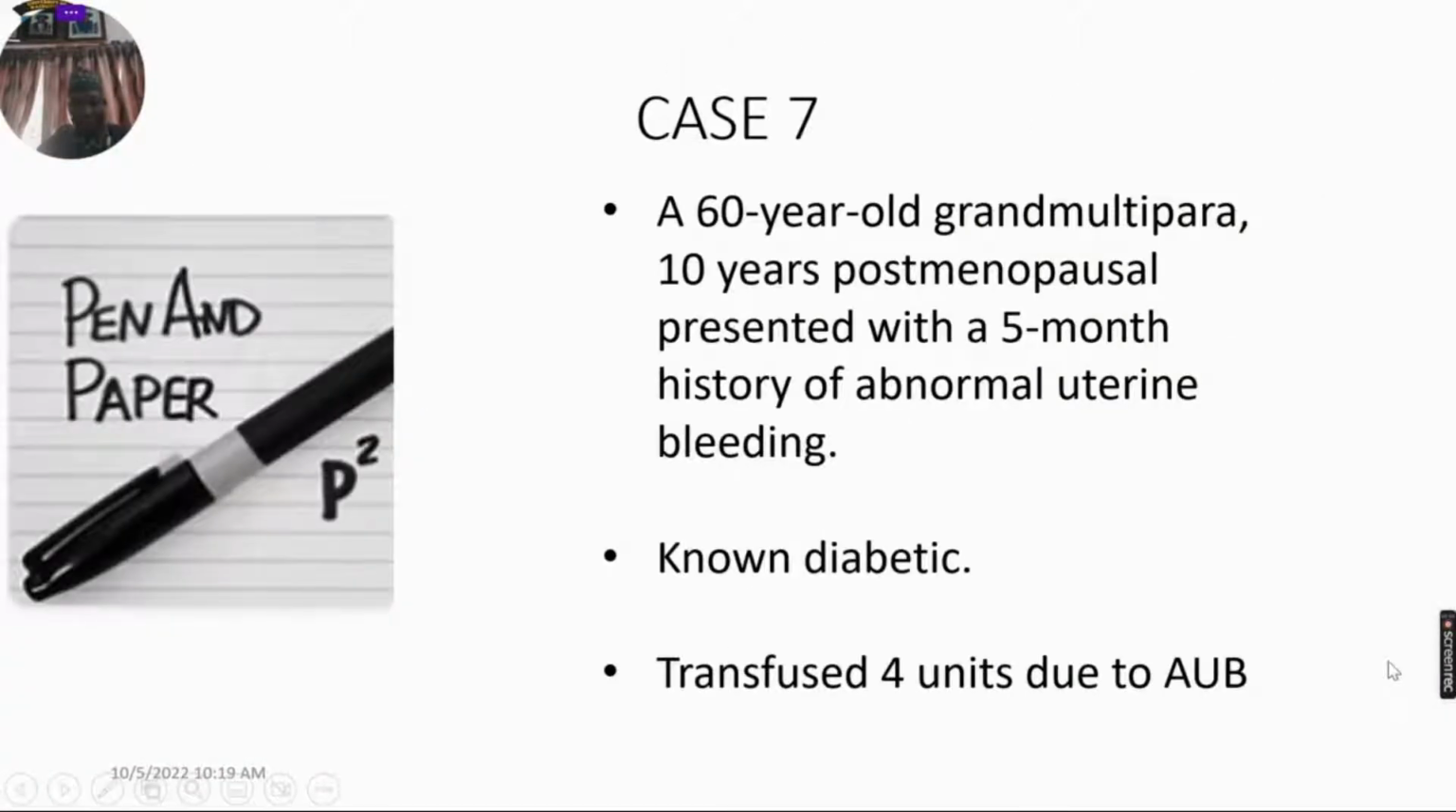Case number 7 was a 60-year-old grand multipara who was 10 years postmenopausal. She presented with a 5-month history of abnormal uterine bleeding. She was non-diabetic and was transfused 4 units due to the heavy postmenopausal bleeding.